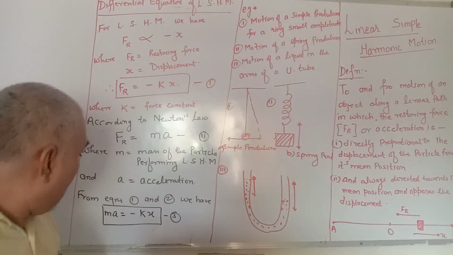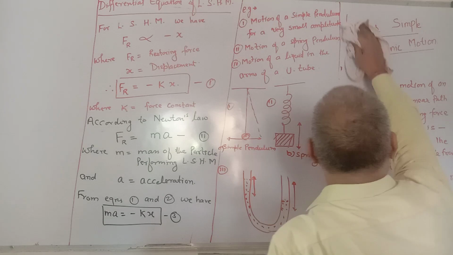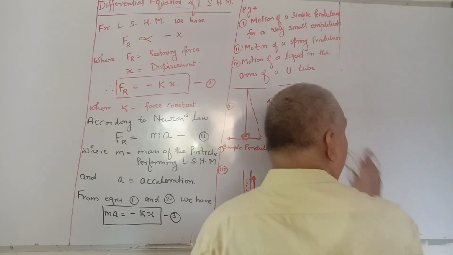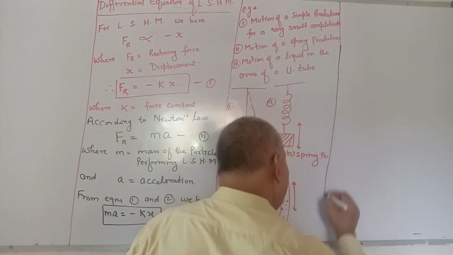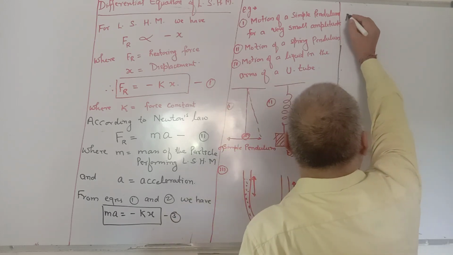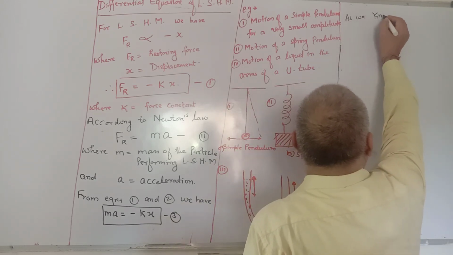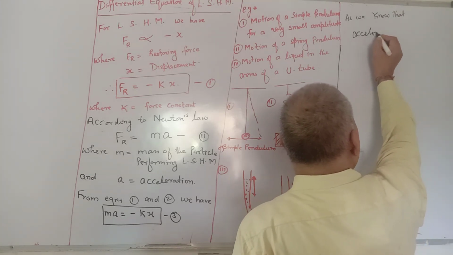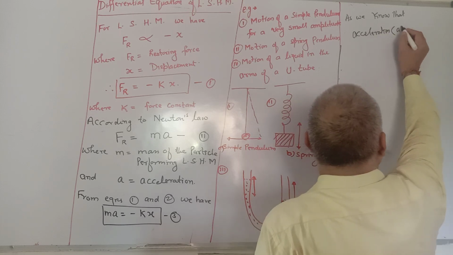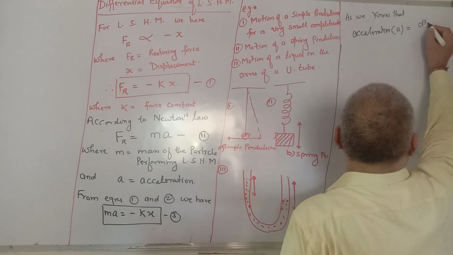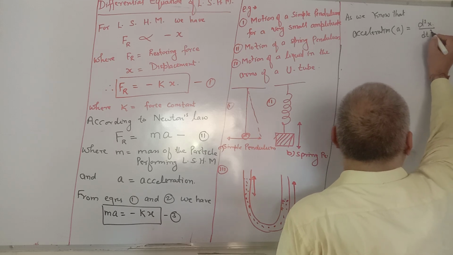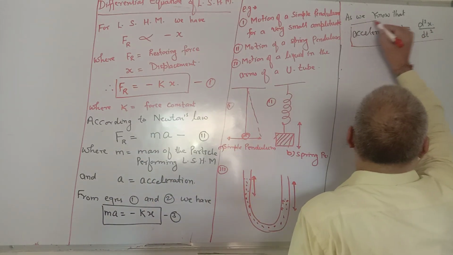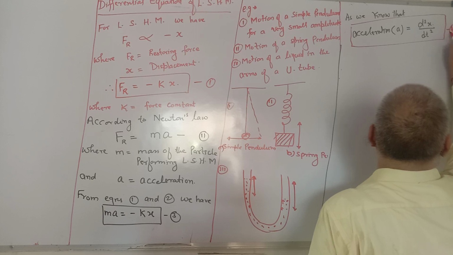Now after equation number 3, I can derive the differential equation in a very easy way. Let us see. As we know, acceleration a is the second order derivative of displacement with respect to time. Acceleration a is equal to d2x upon dt square.